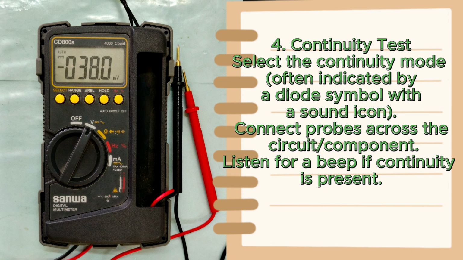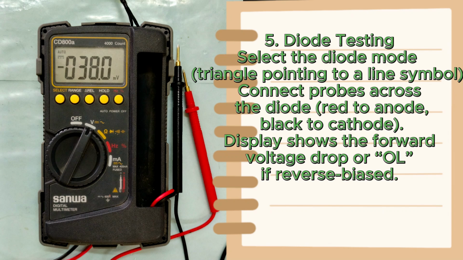4. Continuity test. Select the continuity mode, often indicated by a diode symbol with a sound icon. Connect probes across the circuit component. Listen for a beep if continuity is present. 5. Diode testing. Select the diode mode, triangle pointing to a line symbol. Connect probes across the diode, red to anode, black to cathode. Display shows the forward voltage drop, or OL, if reverse biased.